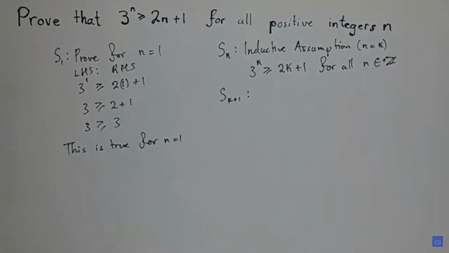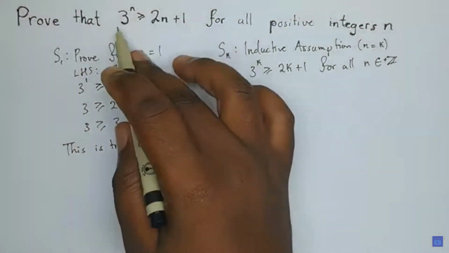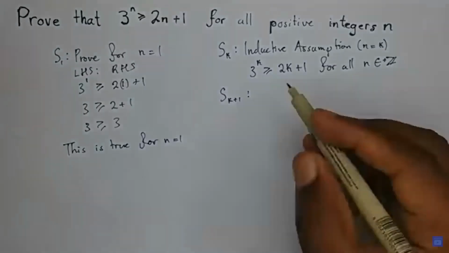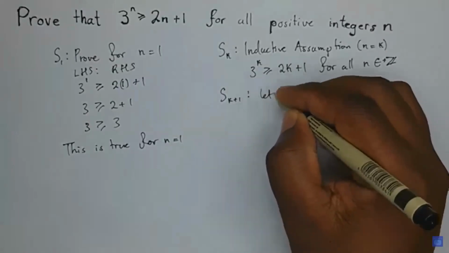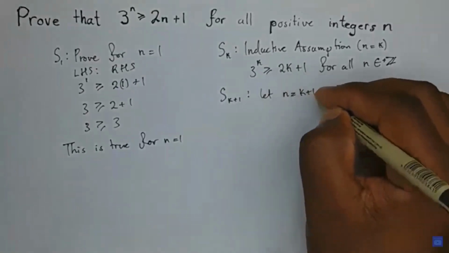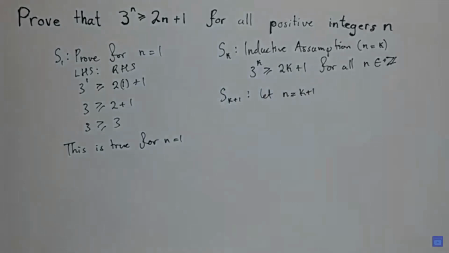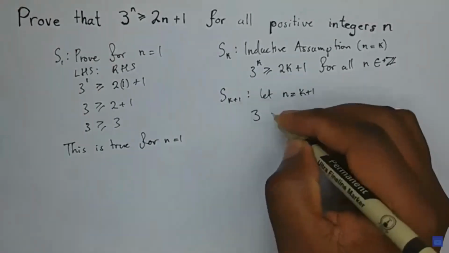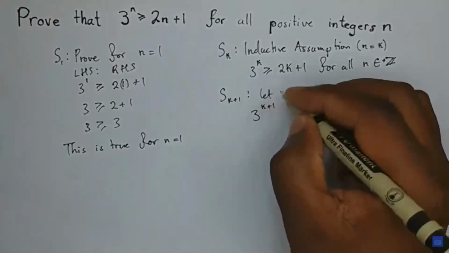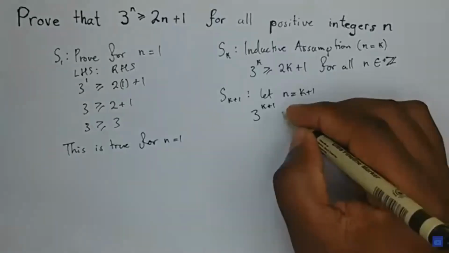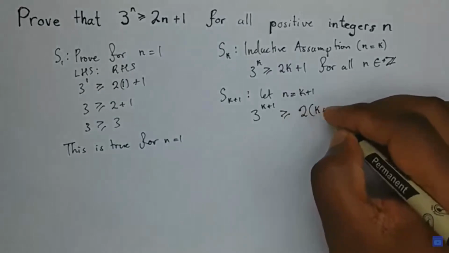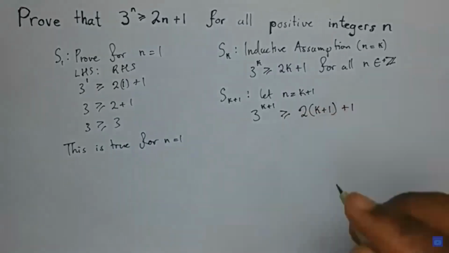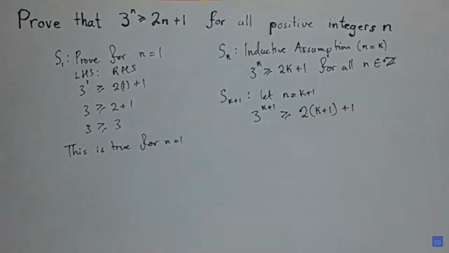Okay. So we're going to pick one side, which is the left-hand side, to make it look like the right-hand side. So first of all, we're going to say let n equal k plus 1. That's the step we're looking at now. So we have 3 to the power k plus 1. We're replacing n with k plus 1. This should be greater than or equal to 2 bracket k plus 1 plus 1. So let's replace n with k plus 1.